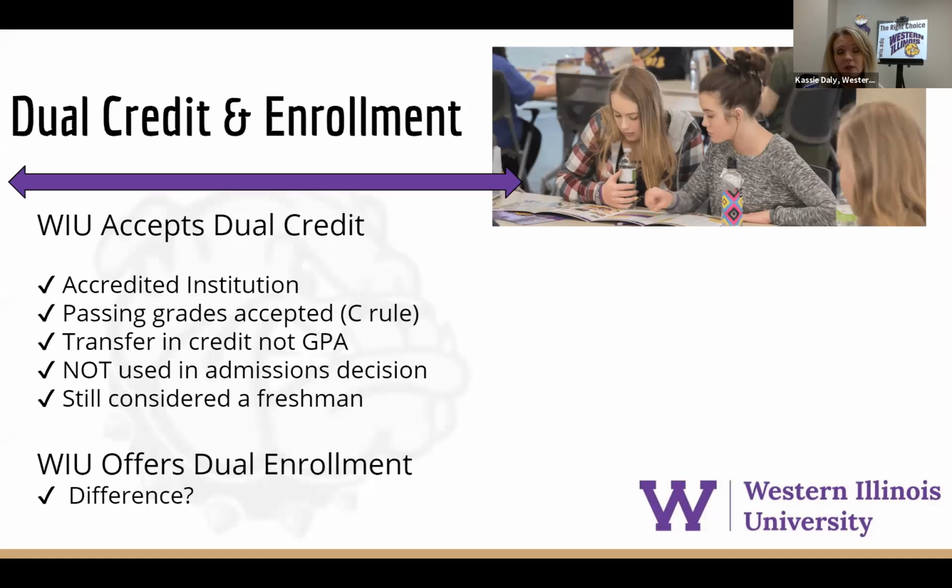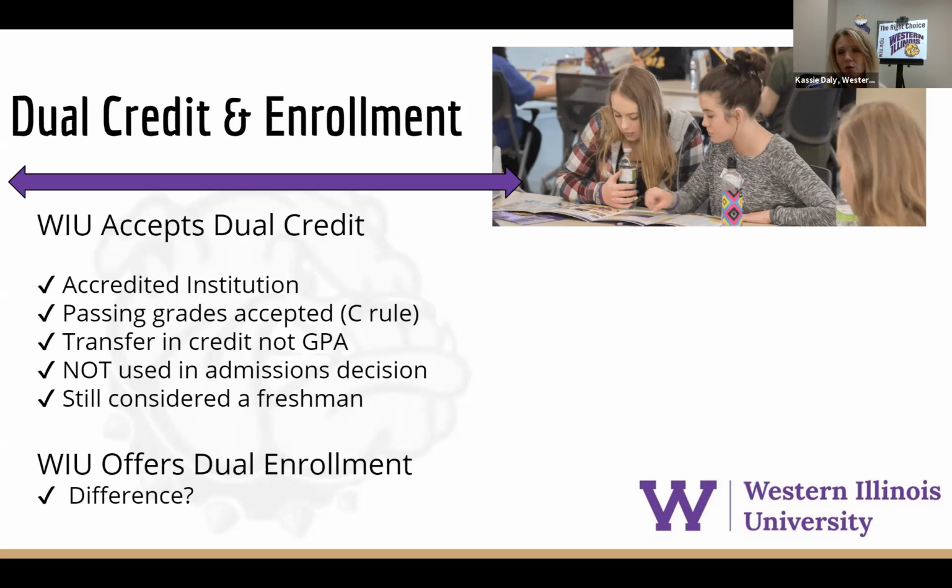Now, this is specifically at Western, and it may be different at other places, but we specifically do not use your dual credit in considering you for admission to the university. So, if you have taken dual credit and maybe you just had a struggle with the class, just know that that particular course at Western is not going to count against you in your admissions decision. It just may mean that the course may or may not transfer depending on that grade.